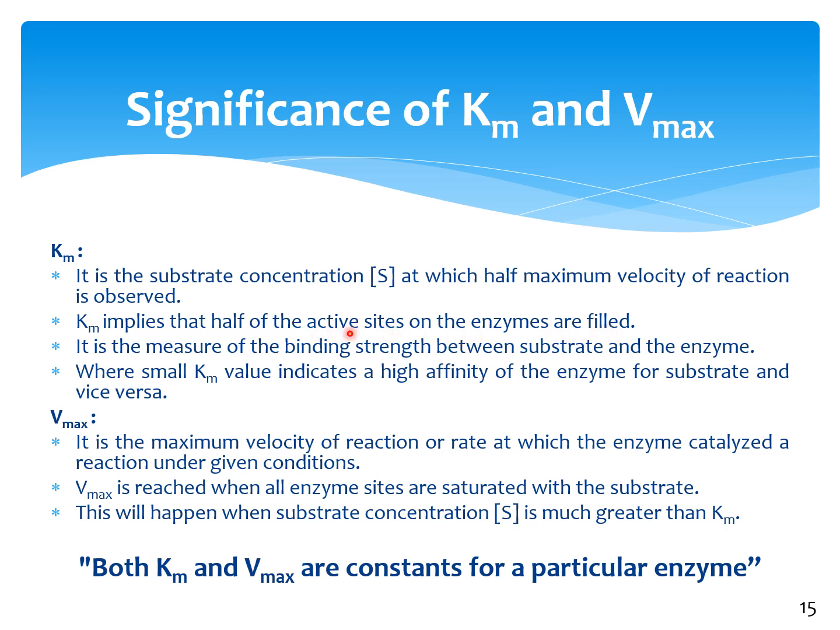When half of the active sites are filled, it gives half of the maximum velocity, and that half maximum velocity is achieved by a certain substrate concentration which is equal to the Km. It is the measure of binding strength between substrate and the enzyme. Small Km values indicate a high affinity of the enzyme for the substrate, while high Km values indicate low affinity of the enzyme for its particular substrate.